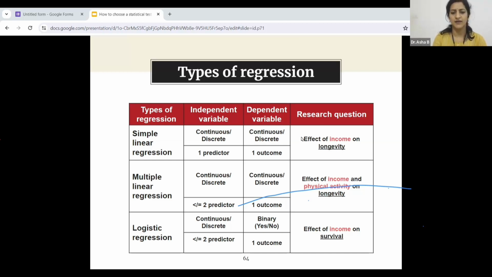The dependent and independent variables can have any characteristic; they can be continuous or discrete. Whenever we have one predictor and one outcome, we go for simple linear regression. And the second one is multiple linear regression. Here the dependent variable is one, but the independent variables will be many. When we have many independent variables which will be predicting how the dependent variable moves, then we go for multiple linear regression. Example: effect of income and physical activity on longevity. Income and physical activity are both independent variables, and longevity is the dependent variable.